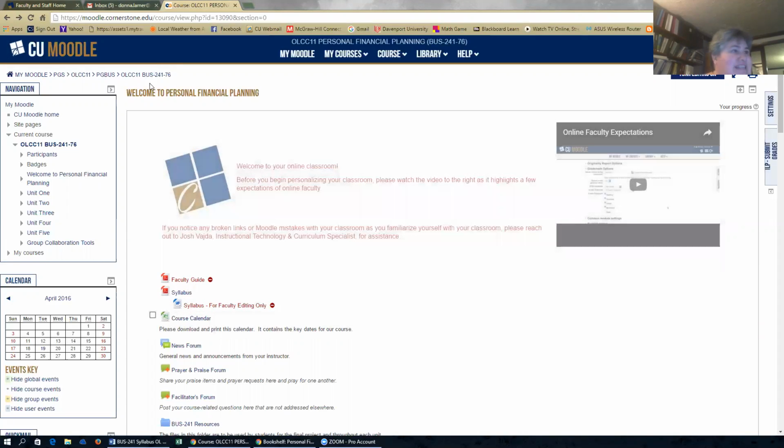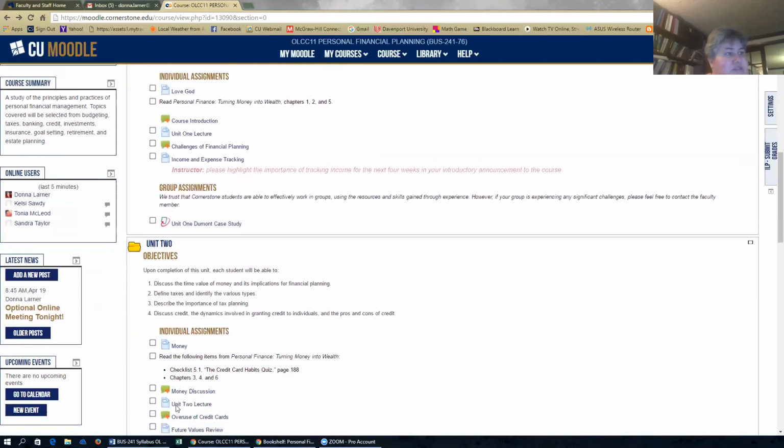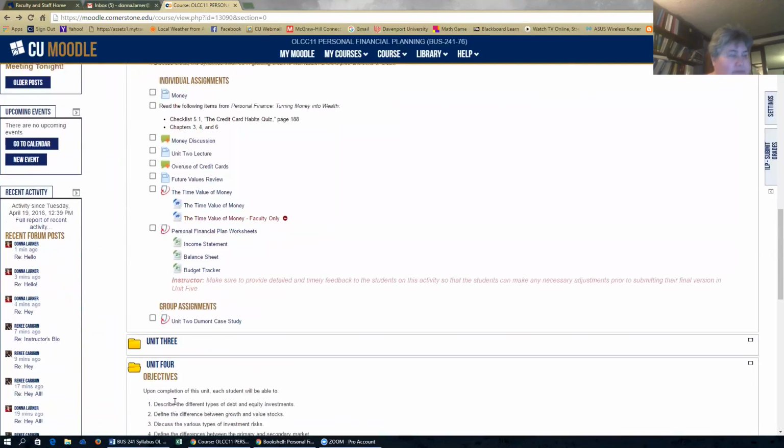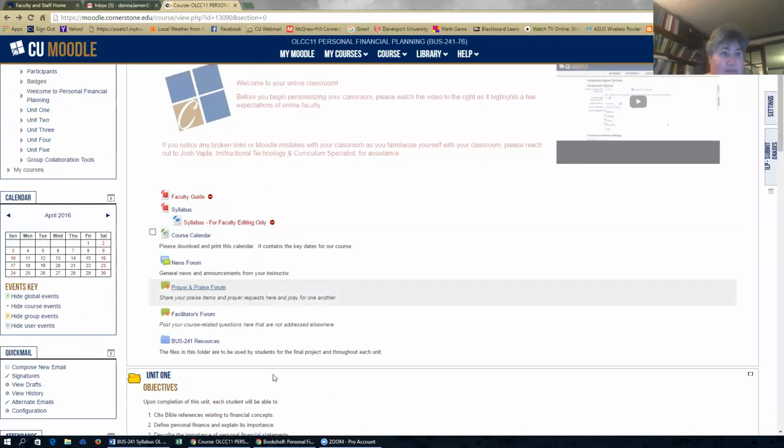But in our class, there, of course, are little blocks for each week. Unit 1, Unit 2, and so on. We scroll back up here to the top. Before any of the unit blocks begin, there's this big block for overall for the whole class. You're going to see a few things that you don't see as students. Faculty guide, and it's turned red because it's hidden from you.